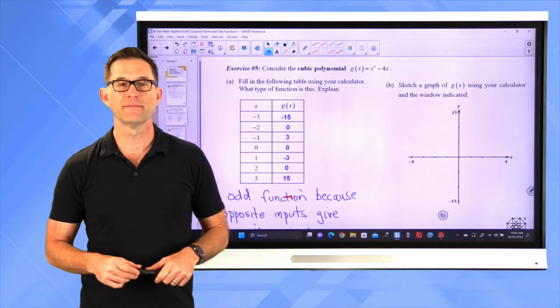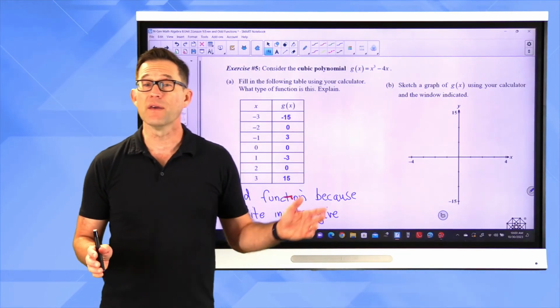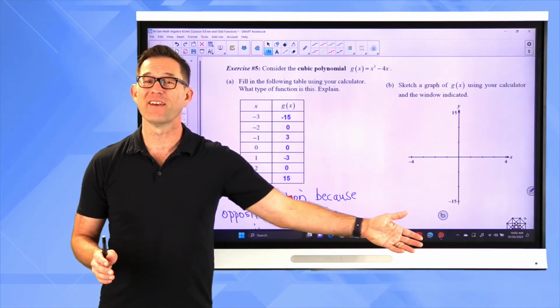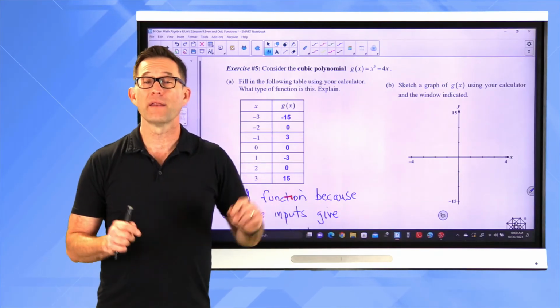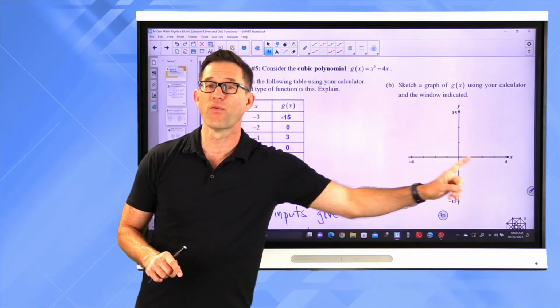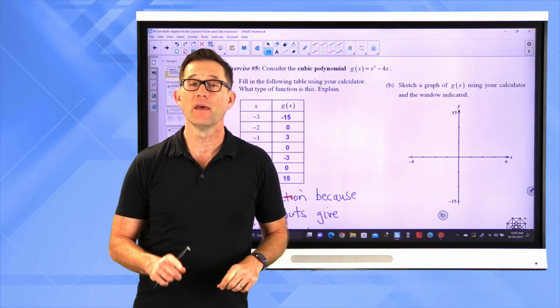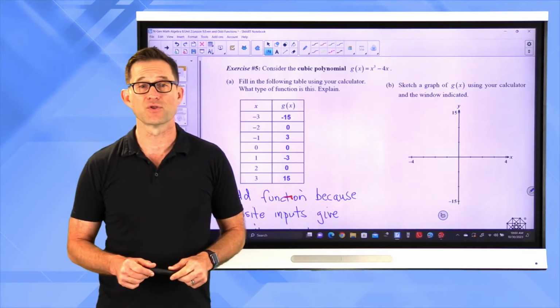Let's take a look at letter B. Sketch a graph of g of x using your calculator and the window indicated. All right, so I've already kind of given you the window. We already have it in our calculator already, but what I'd like you to do is maybe adjust your window so x min is negative 4, x max is 4, y minimum is negative 15, and y maximum is 15, and go ahead and graph that function.